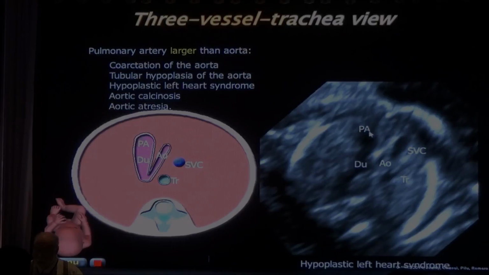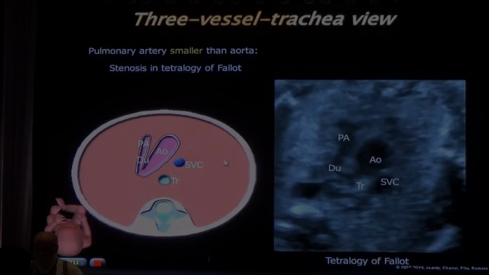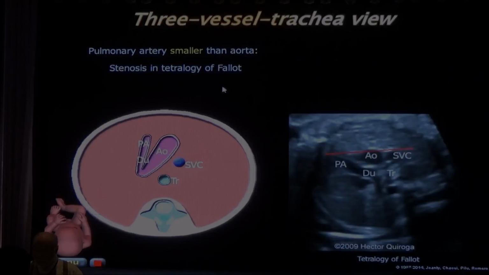Here, again, we have a large pulmonary and the aorta that is very small. Again, hypoplastic left heart syndrome, and you see that the aorta is in front of this line that we described earlier. This is the opposite. Now we have a thin pulmonary and a large aorta, and this is what we have in tetralogy of Fallot.